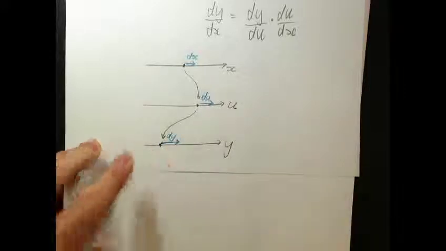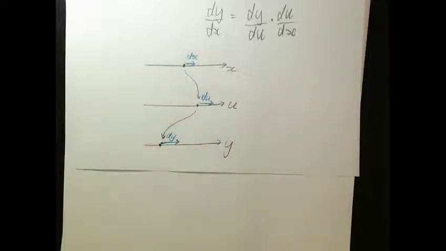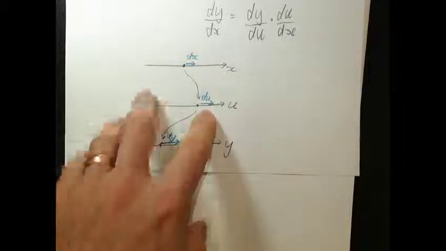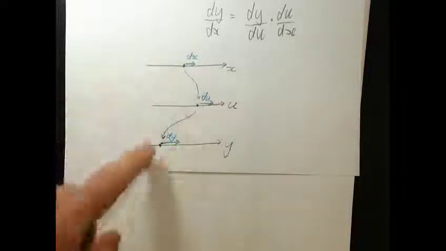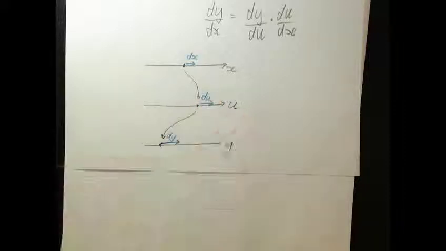And that'll be dy. And the idea of the differentiation is that you're going to make a model of how this change works and to say that du is some multiple of dx and dy is some multiple of du. And so the multiple that you multiply dx by to get du is called du on dx, because that's how you'd figure out how to multiply.